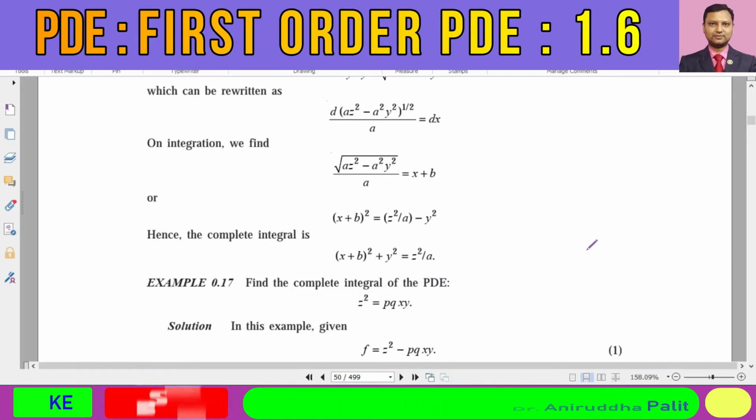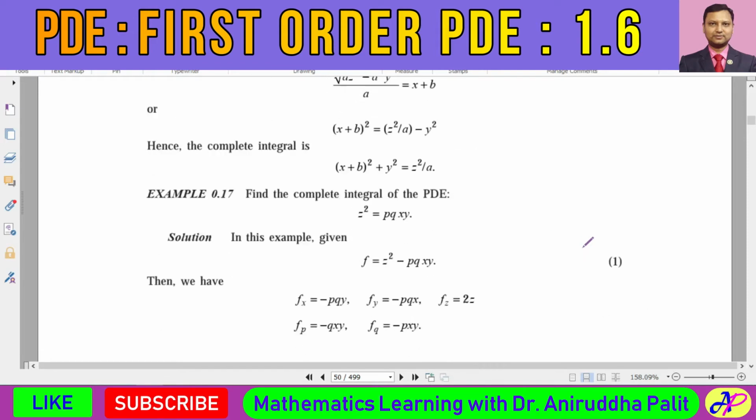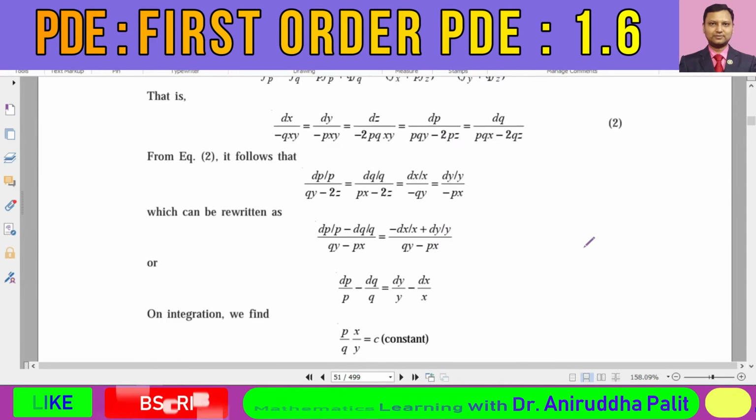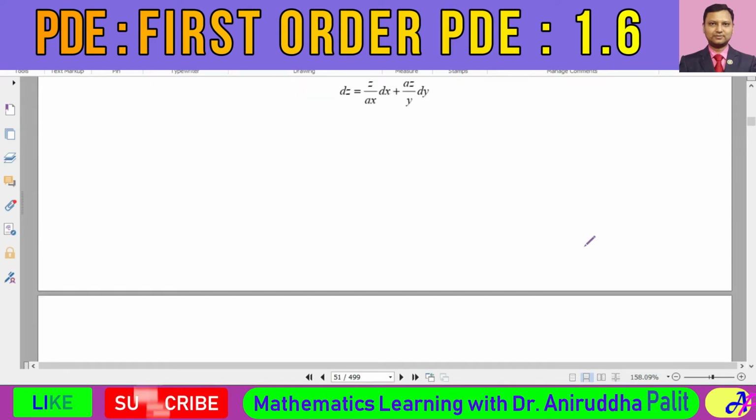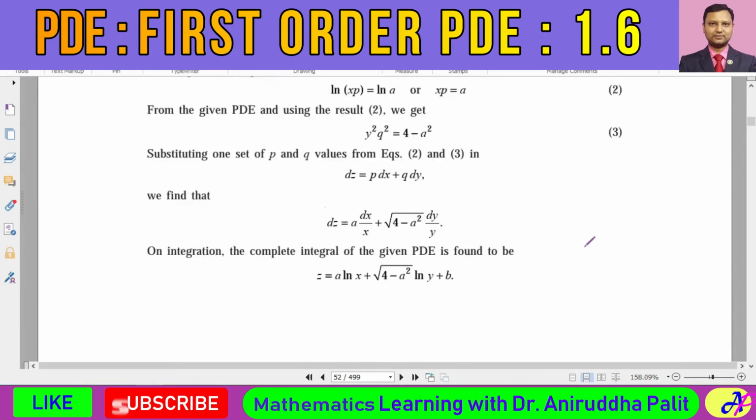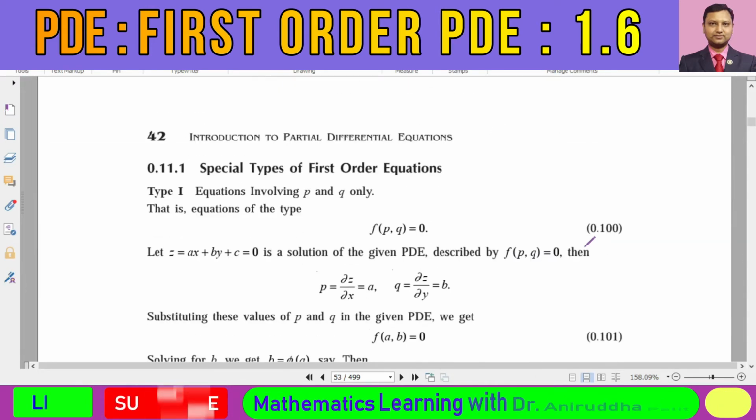So this is one example, and there are several other examples provided in this book. You can go through these examples as well. Some other examples are also there. You can go through these examples.